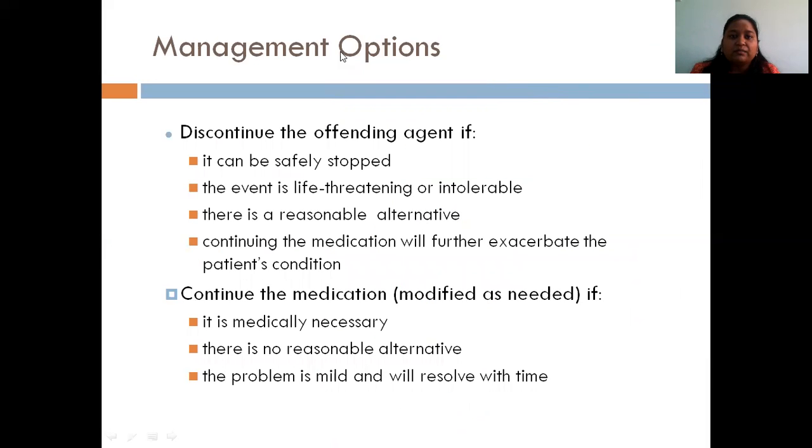So the management options are to discontinue the offending agent or continue the medication. If we see an ADR, there are two possibilities for the management of the ADR. We continue the drug or we discontinue it, according to the tolerance, according to the safety, according to the necessity of the medication. These two management options are proposed.